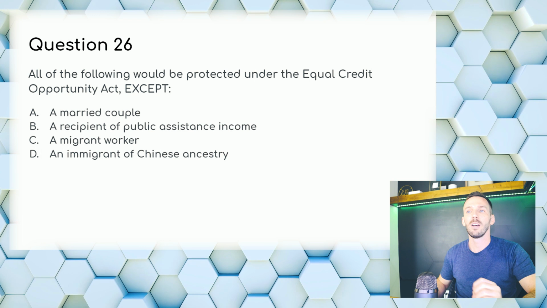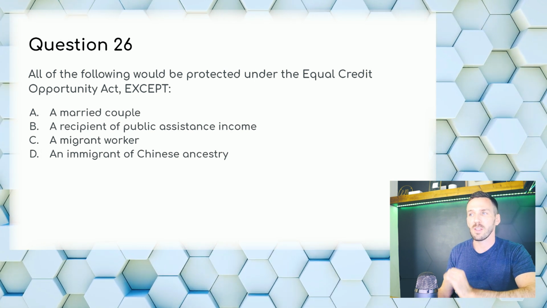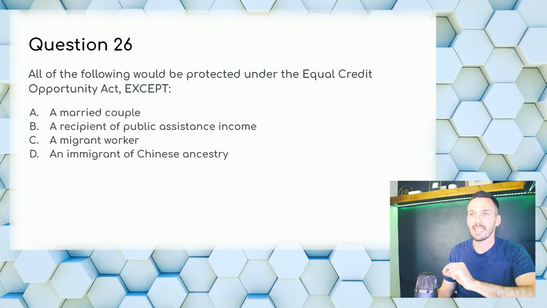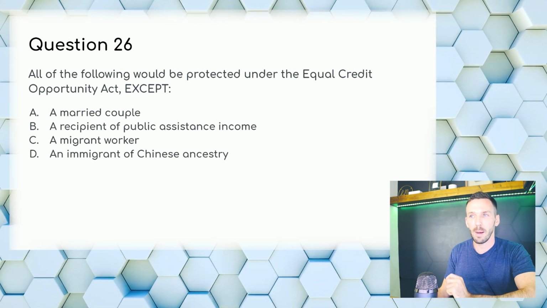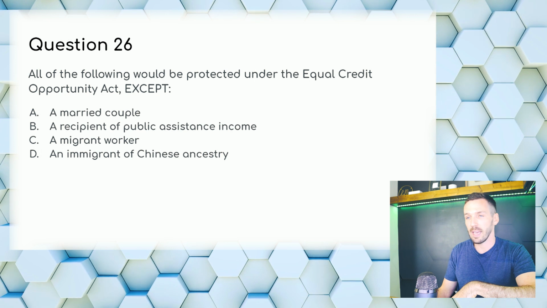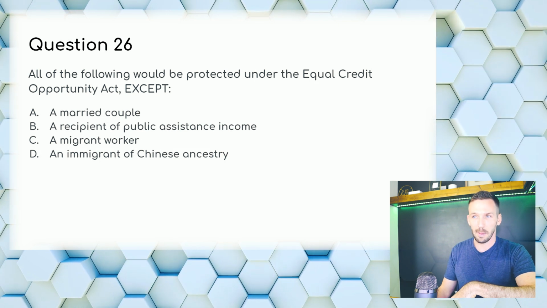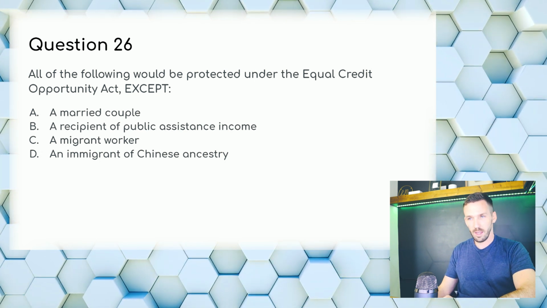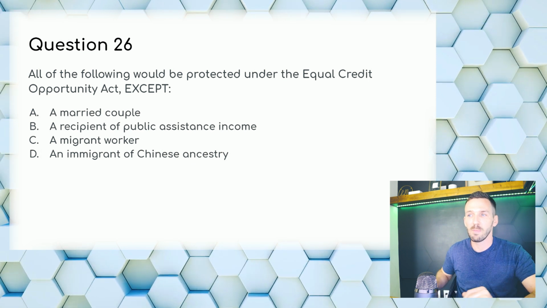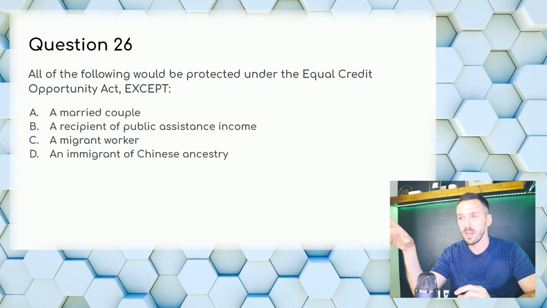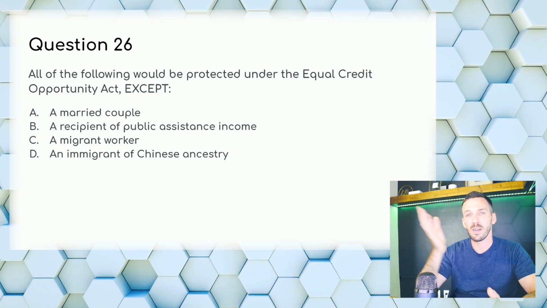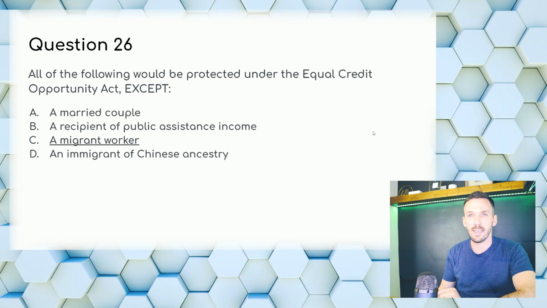Question 26. All of the following would be protected under the Equal Credit Opportunity Act except A, a married couple. B, a recipient of public assistance income. C, a migrant worker. D, an immigrant of Chinese ancestry. The Equal Credit Opportunity Act covers married people, people that need monetary assistance, and national origin, but not international workers that are not U.S. citizens. C is the answer.